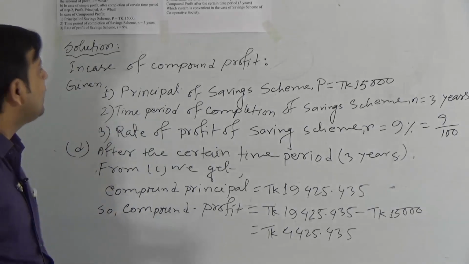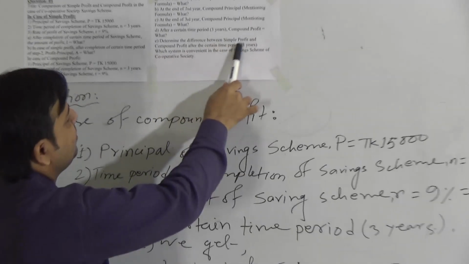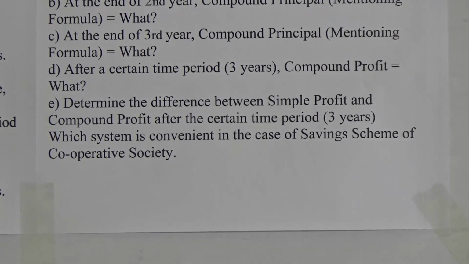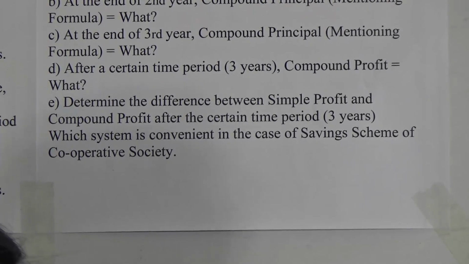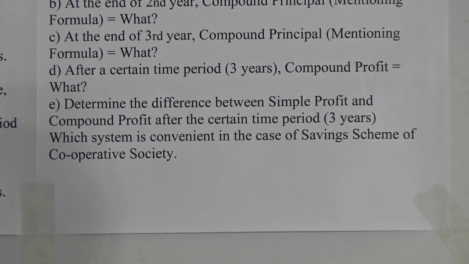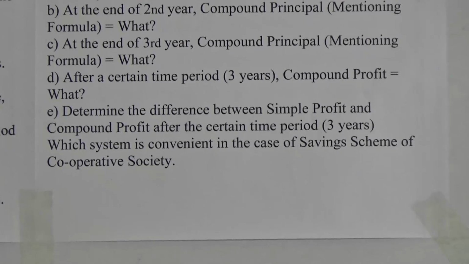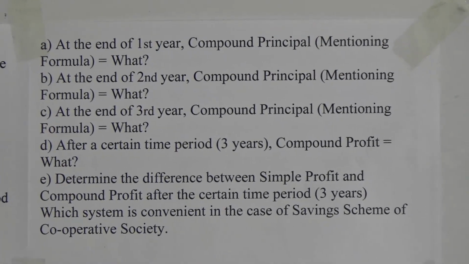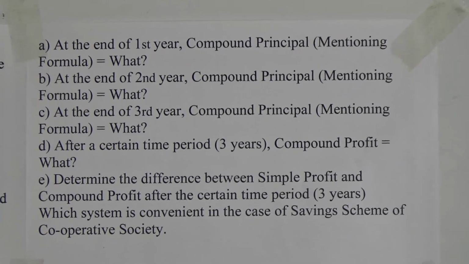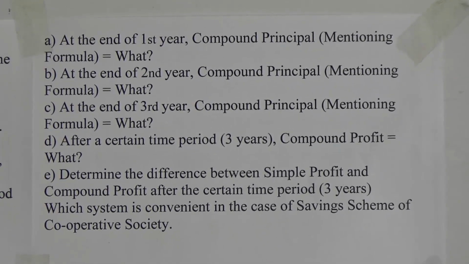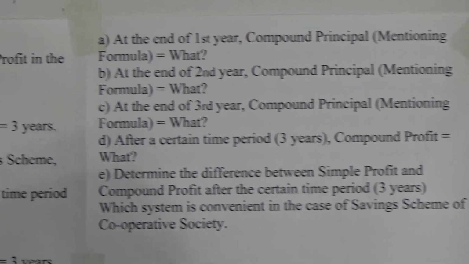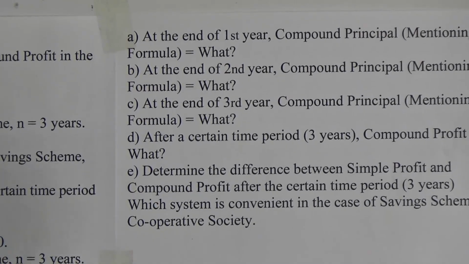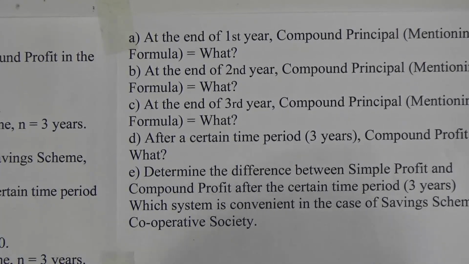Now we have to solve question E. What is question E? Determine the difference between simple profit and compound profit after the certain time period. It means after 3 years we have to determine the difference between simple profit and compound profit. In case of simple profit, we know from above the profit after the certain time period is 4,050, which we determined in question A. So if we subtract 4,050 from the compound profit, we will get the difference.